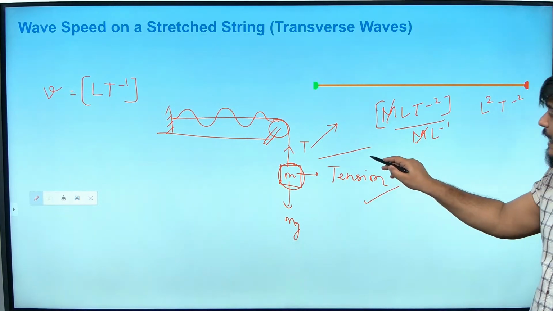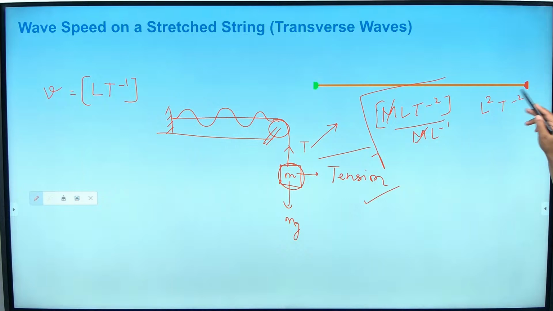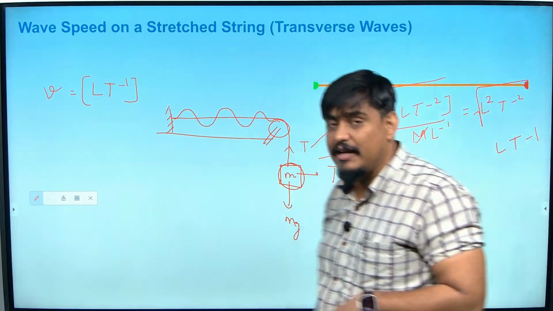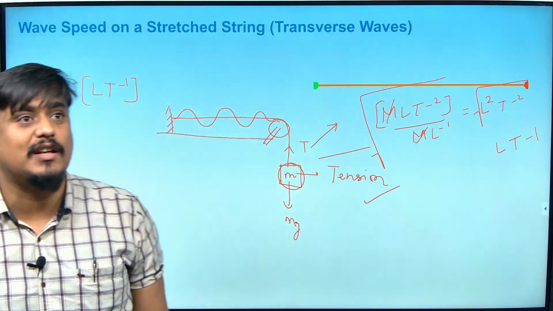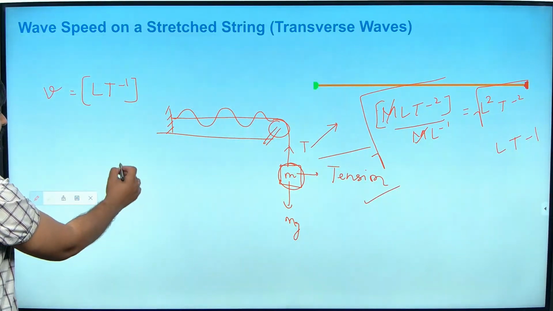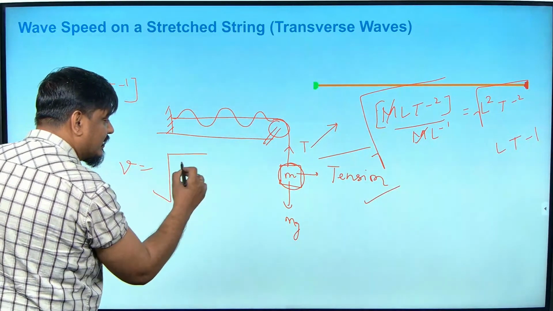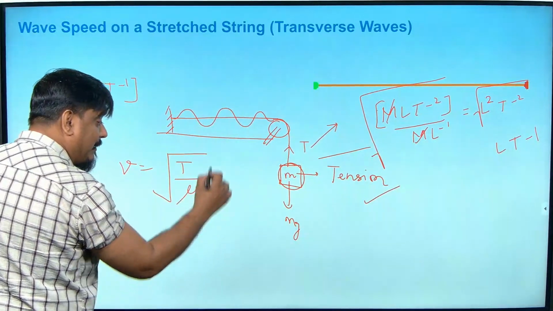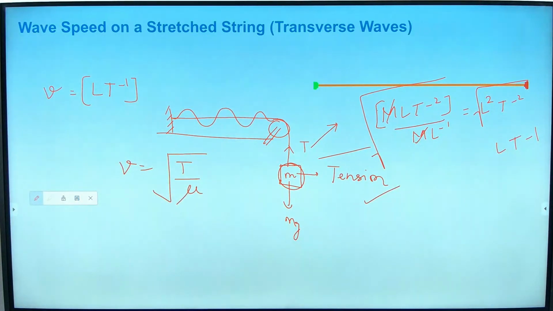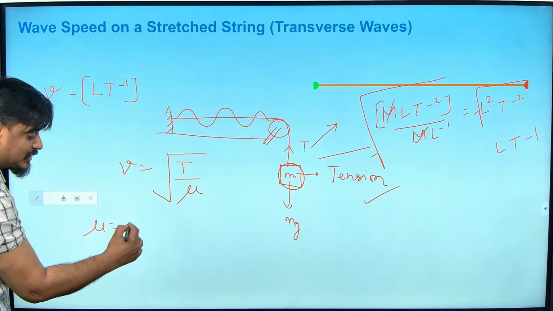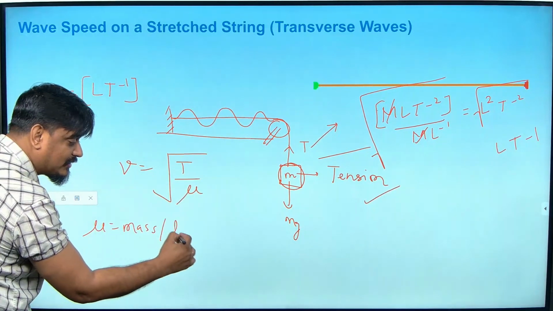If I were to take the root of this thing, what am I going to get? The root of this will give you L t power minus 1. That only gave us an idea that the velocity of the transverse wave should be some kind of tension divided by mass per unit length. Mu is called mass per unit length.